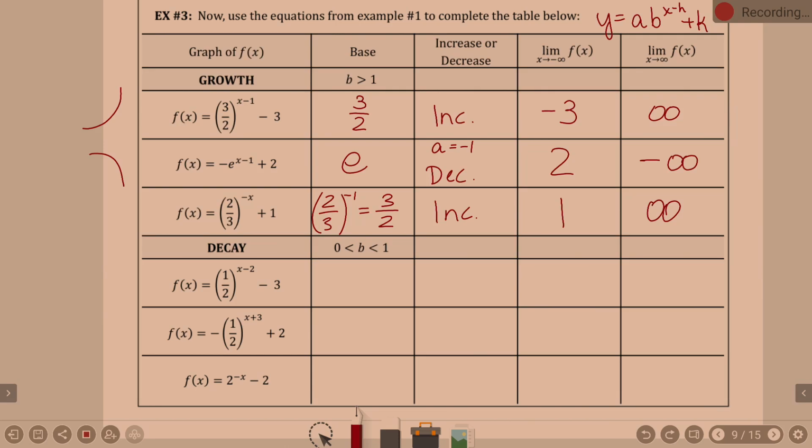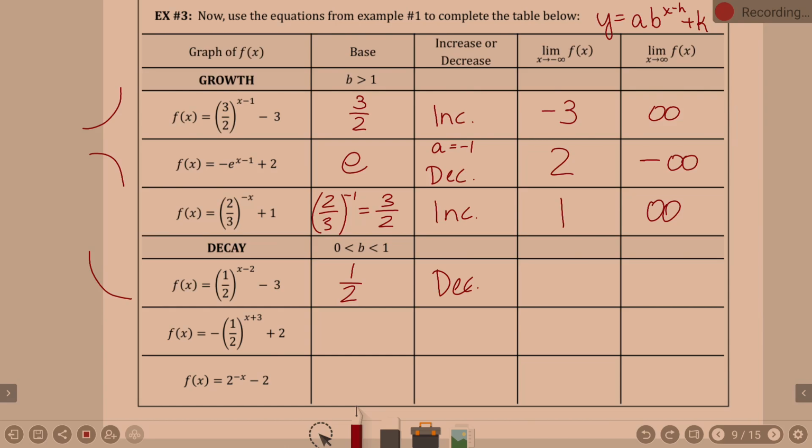Okay, bottom section. F of x equals 1/2 to the x minus 2 minus 3. What's my base? 1/2. Since my base is 1/2, what do you know about this graph? Okay, it's decreasing. Anytime your base is less than 1, automatically start off by thinking that instead of this graph going up to the right, it's going to go down to the right, until you get other reflections or stuff thrown in. But that's kind of my starting step.